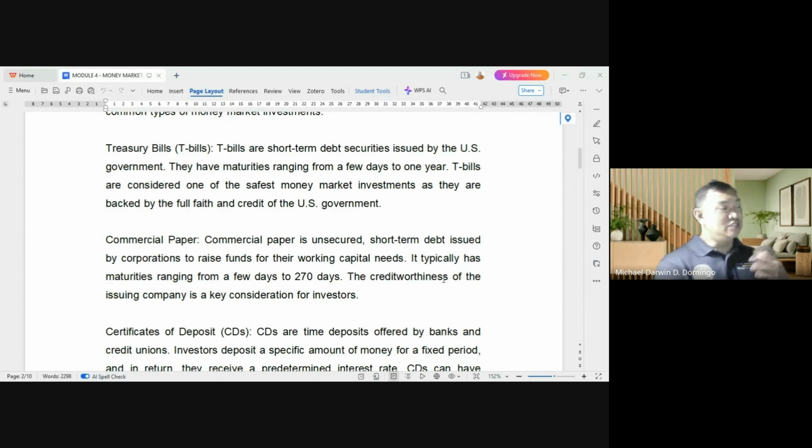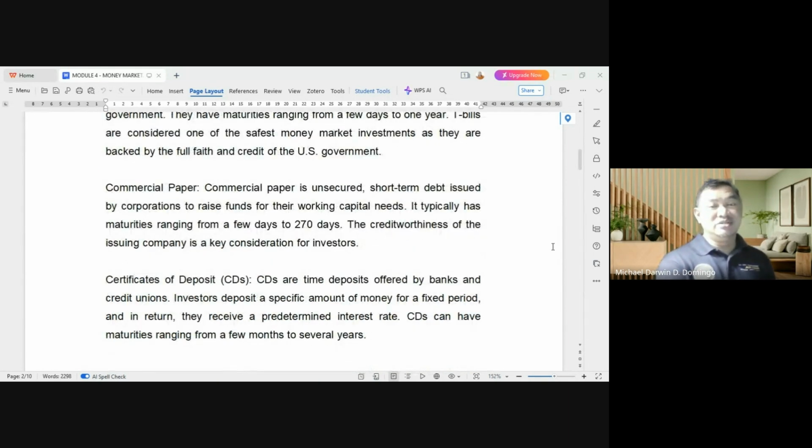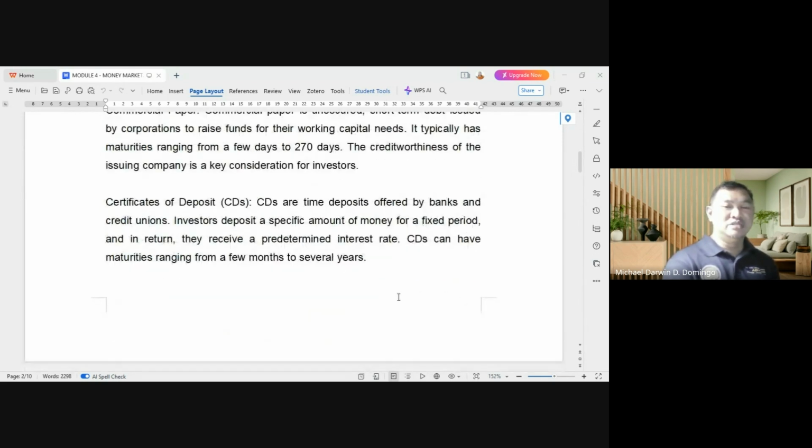Number 3 is the certificate of deposits. So, these are time deposits offered by banks and credit unions. Investors deposit a specific amount. Tapos ngayon nakalagay yun doon, ibibigay sa iyo as proof of ownership. Okay? So, short term lang din yan. Okay? Short term. Kaya very attractive. Kapag kasi short term tapos highly liquid, they're really, really attractive. Okay? Lalo na sa mga investors.